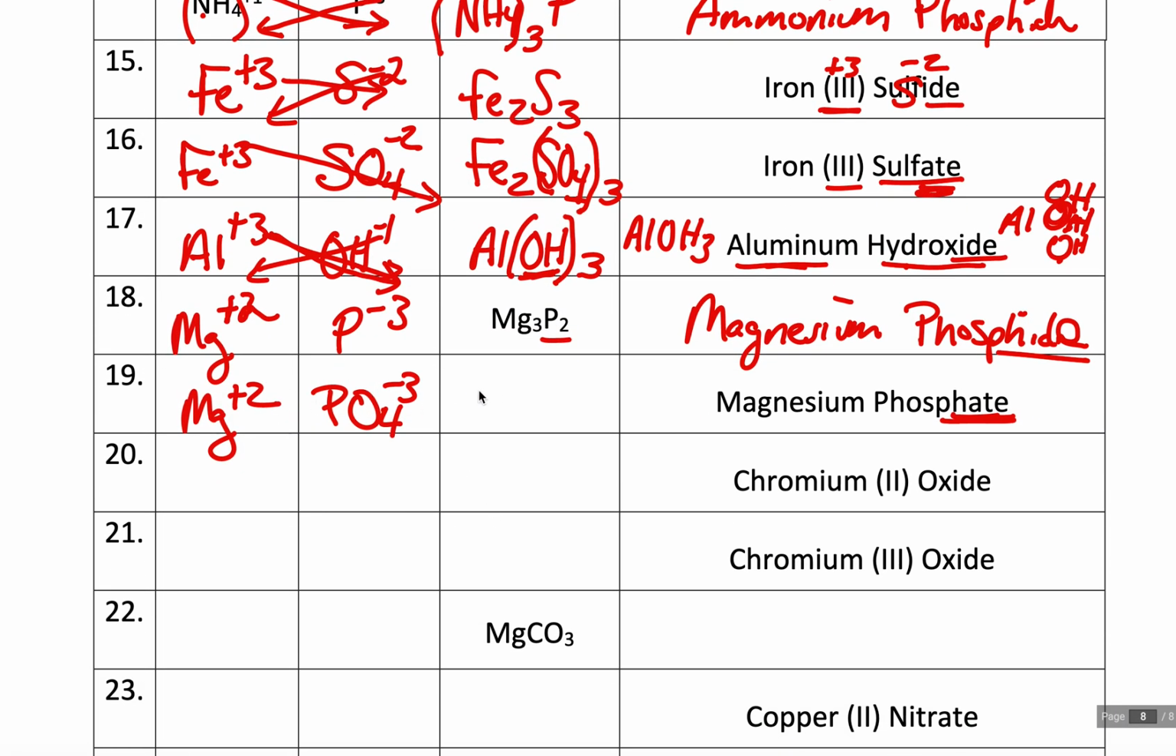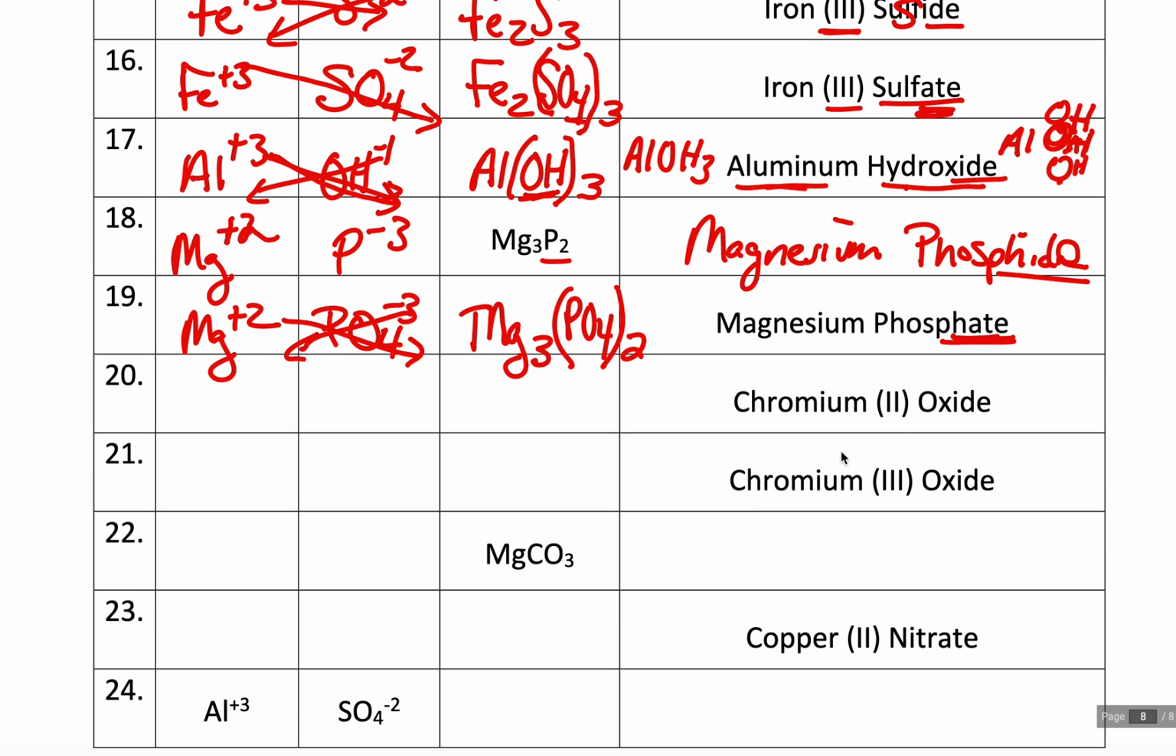Now, they're not hooking up on a 1-to-1, so we crisscross it. So it's Mg with a 3. 3 goes there. And then the 2 is going to go after the phosphate. So write the formula for a phosphate. And if you're going to write a number, which we are, we're going to put a 2 over here. Wrap that in parentheses. Magnesium phosphate.